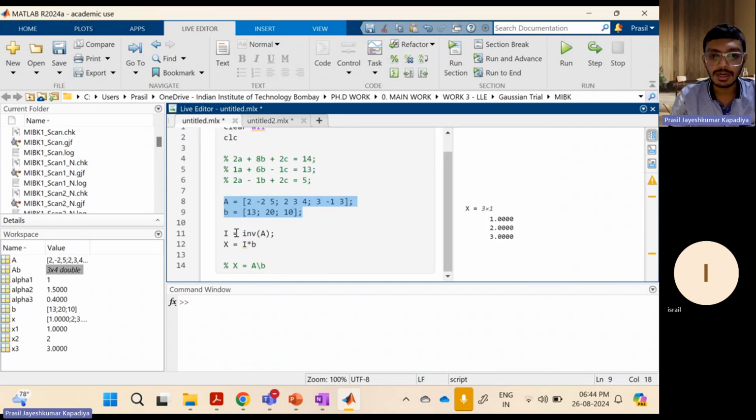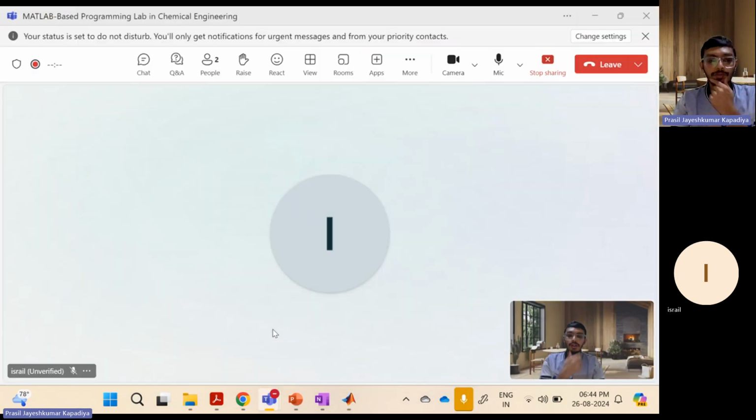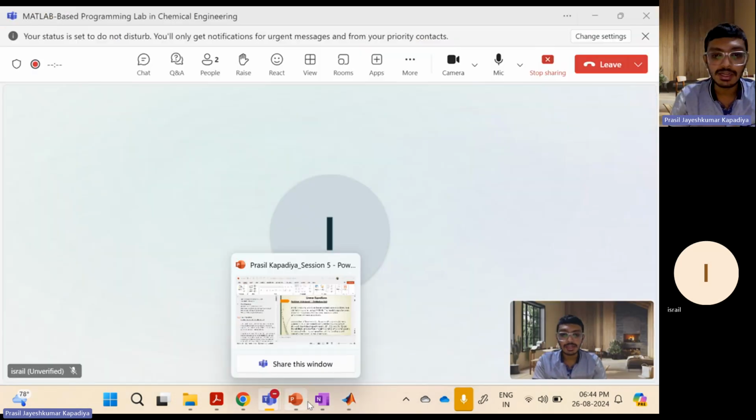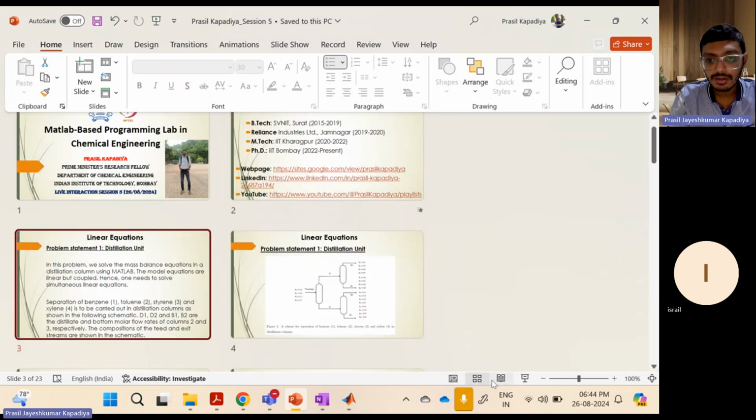This is using the inverse of the matrix or using the backslash operation. Okay, so this is how we can solve simultaneous linear equations. So now let's move ahead.